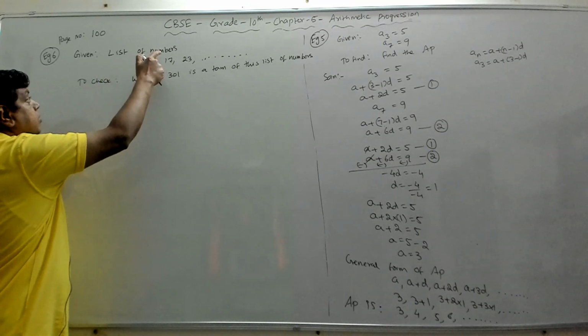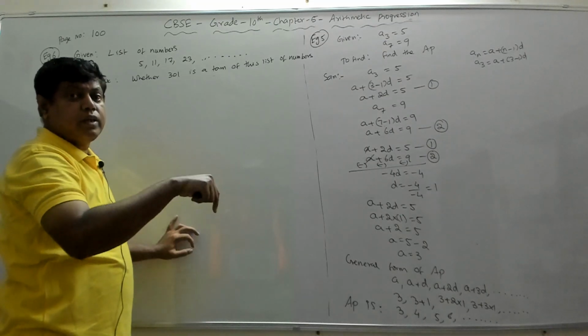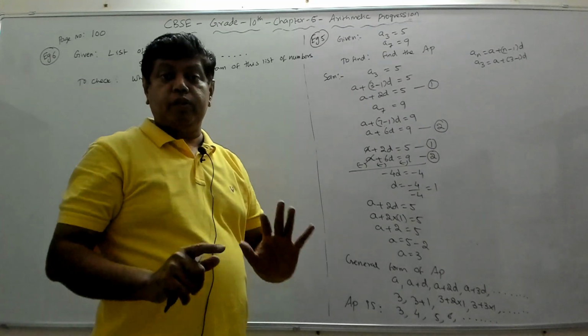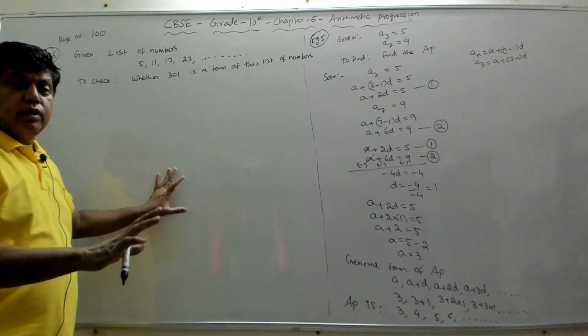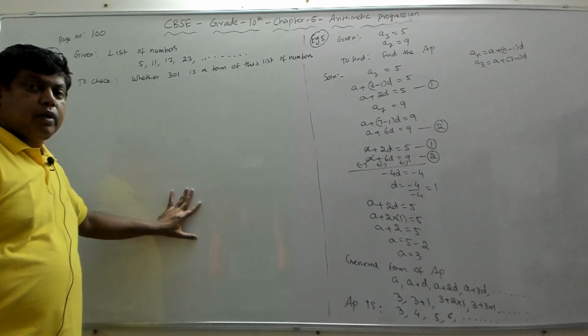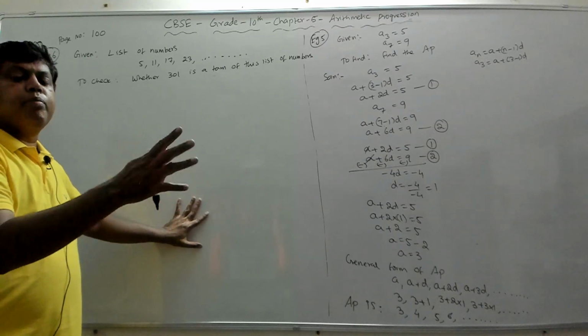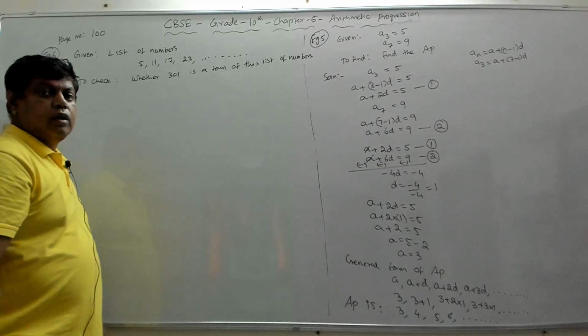They have said list of numbers. They have not said it is an AP. In the question, it is not given whether the list of numbers forms an AP or not. We don't know whether it's an AP or not. It's just a list of numbers.